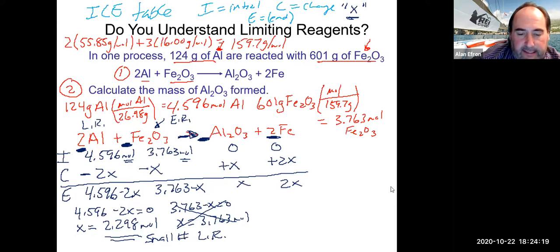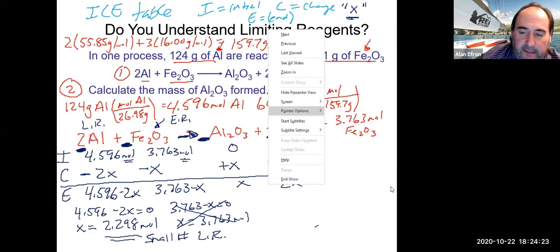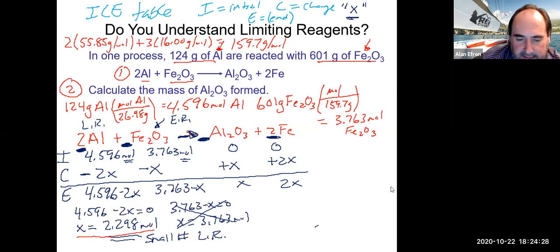So the nice thing, and why sometimes this approach is kind of good in a lot of questions, is we have now just determined what X is. So this X is every single X here in this table. What that means is relatively quickly, you could pretty much answer any question that you're asked. You could figure out how much of each product you made. You could figure out how much of the excess reagent is left over pretty quickly in some calculations.